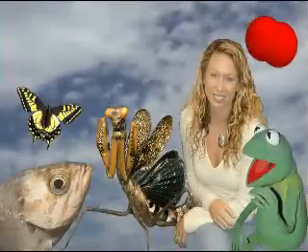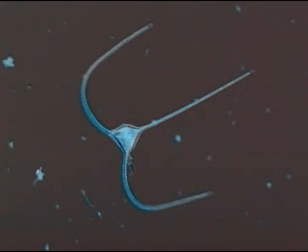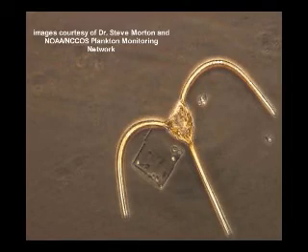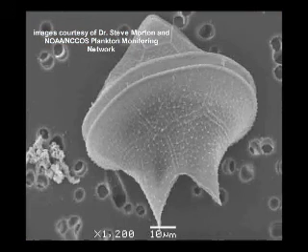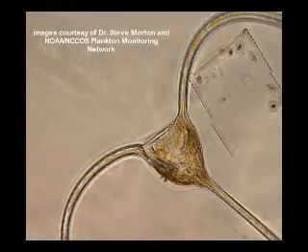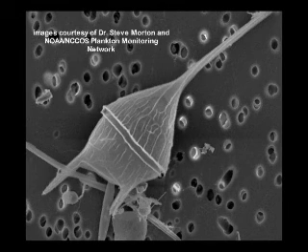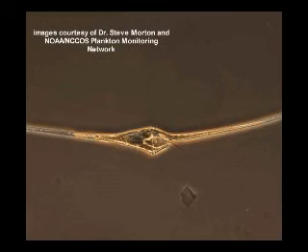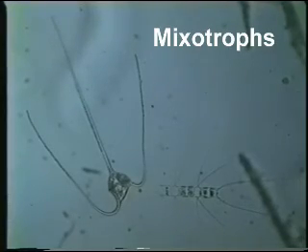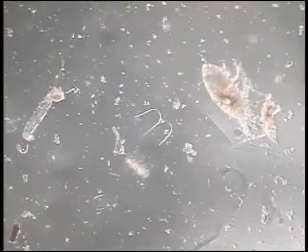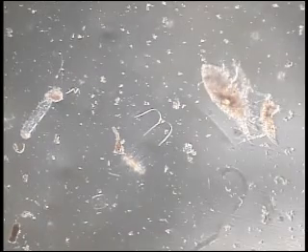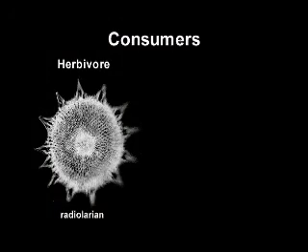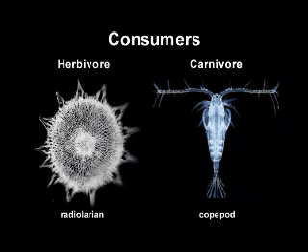Dinoflagellates are a puzzle to scientists. Long believed to be phytoplankton, since they photosynthesize, recent research has shown they can assimilate organic matter directly and even take other organisms as prey. They are called mixotrophs because they function as both primary producers and consumers. More traditional consumers are the herbivores, which eat plant life, and predators, which eat herbivores and one another.